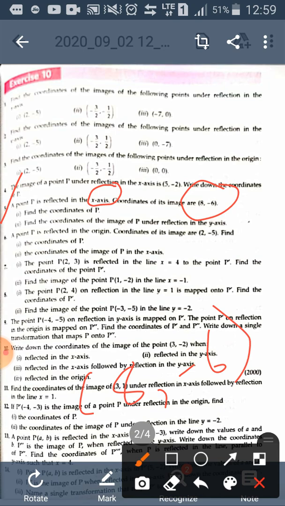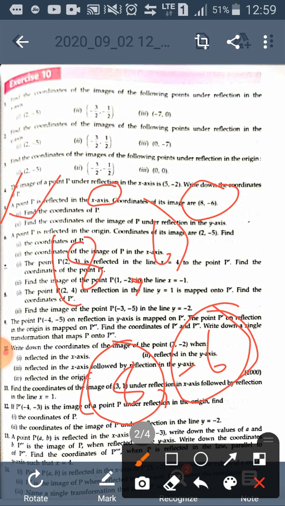Mirror is x-axis means what? In the actual point, this one won't change, it will remain as 8 only, and this minus 6 will change to 6. This is the actual point. Find the coordinates of the first one.